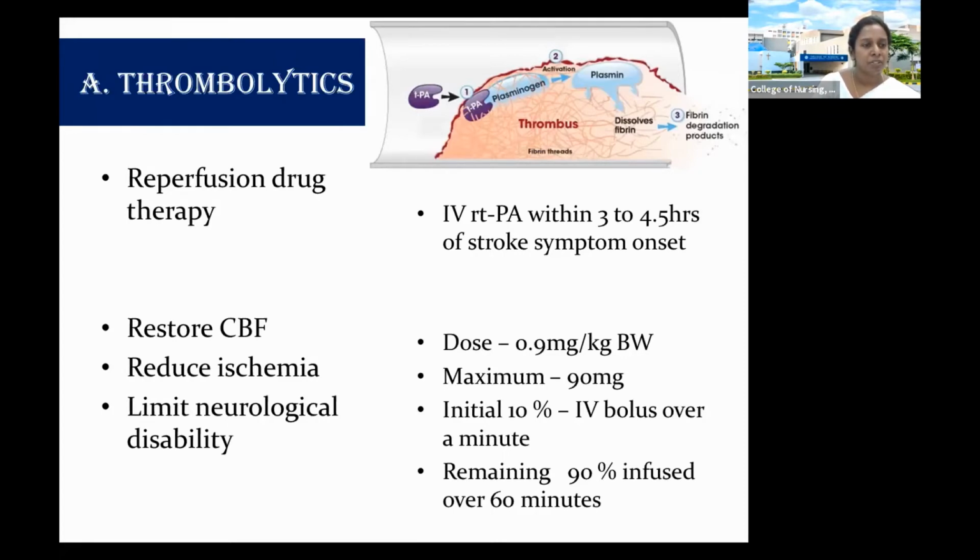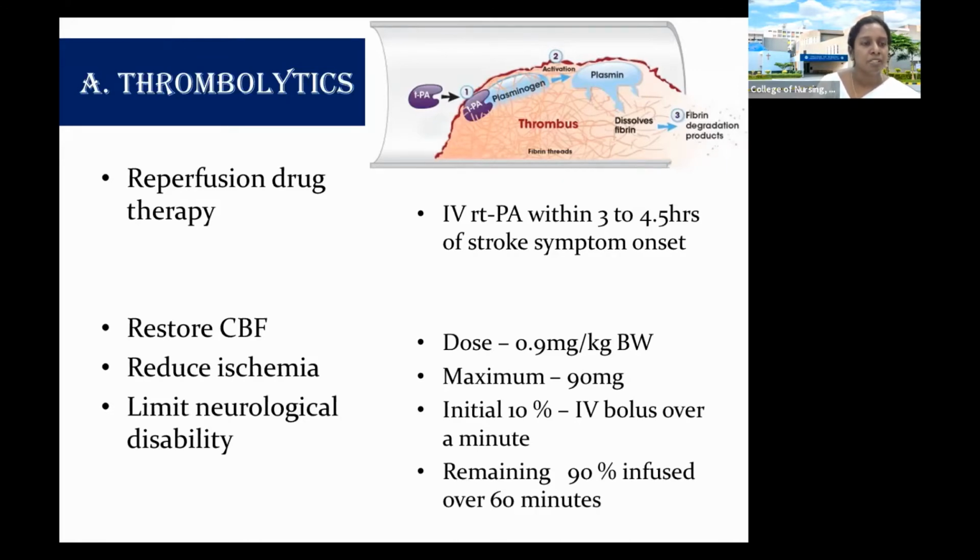I have given you the dose, which is 0.9 mg per kg body weight. It is calculated according to the patient's body weight. The maximum dose that we can go up to is 90 mg. After we have diluted it in a 50 ml syringe, the first 10% is given as an IV bolus over a minute, and the remaining 90% is infused over the next 60 minutes. Imagine we have loaded a 50 cc syringe: the first 10% is given as an IV bolus by the physician, and then we connect it as an infusion.